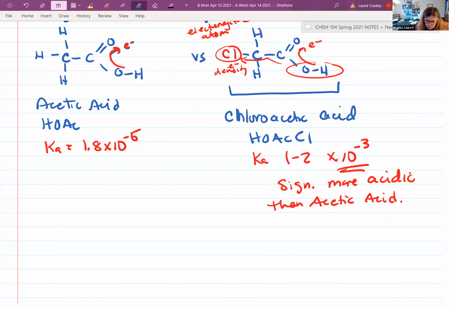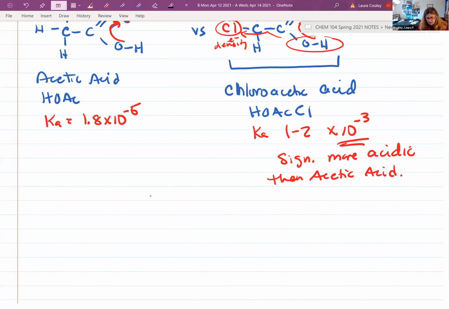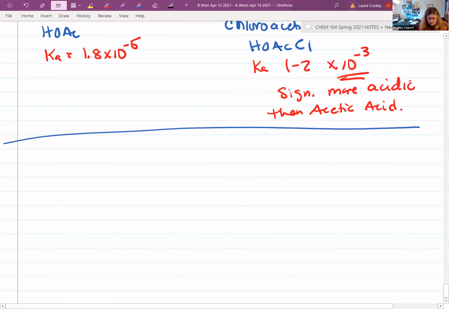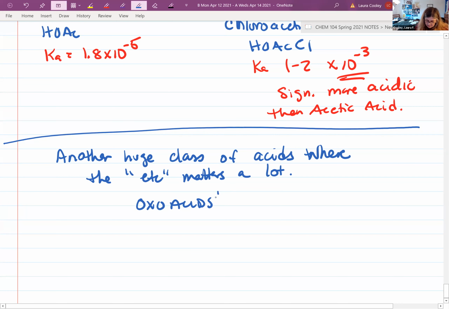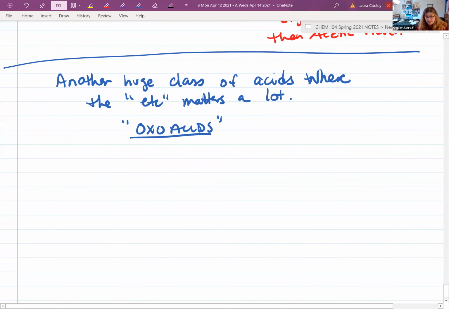So there's one more class of acids that I'd like to talk about. It's a very large class of acids, and it's very much affected by the rest of the molecule. So this is another huge class of acids, maybe not as huge as the carboxylic acids, where the rest of the molecule matters a lot. And these are called oxo acids. So what is an oxo acid?